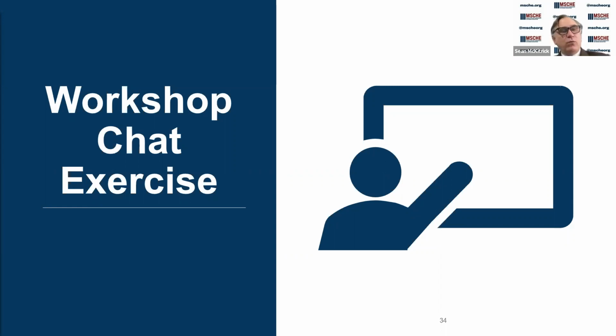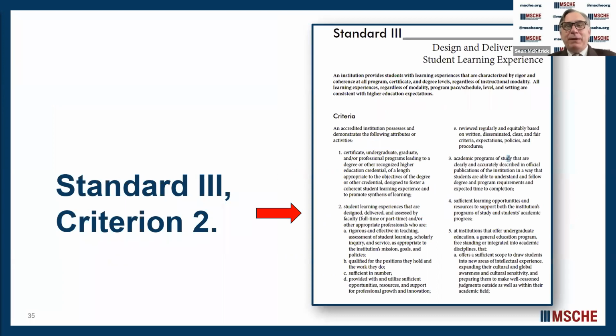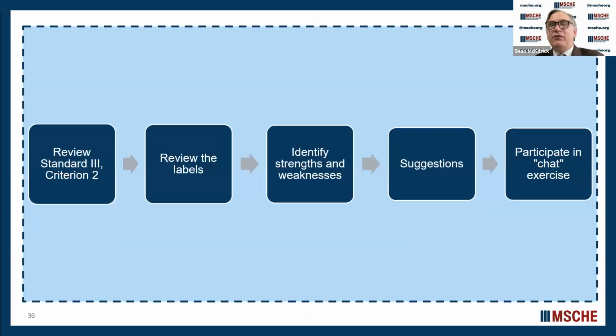On the next slide, we presented, if you want to look this up, we tried to provide it in the packet of information, but if you want to use the Standards for Accreditation booklet, here it is. We're going to look at Standard 3, and we're going to look at Criterion 2 as outlined in the red arrow on this slide. Next slide, please.